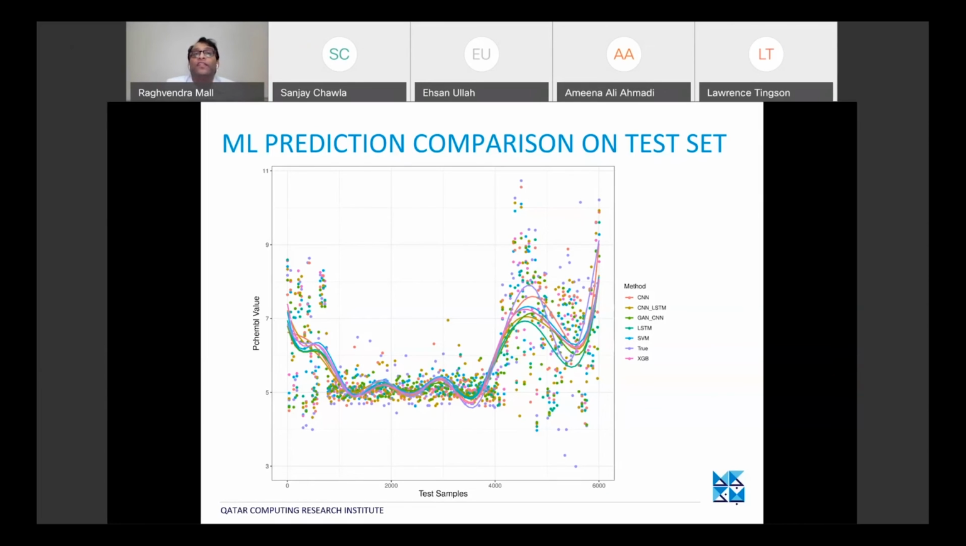But what is good is that the underlying fit, if you fit a spline to this set of test samples, you can see that your models can clearly follow the spline of the true predictions pretty well.